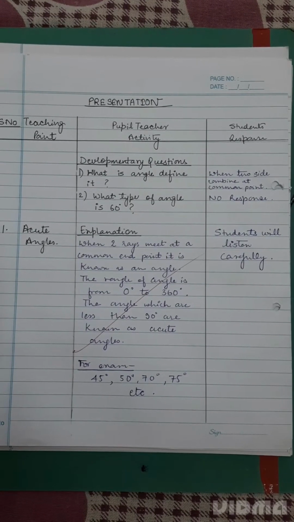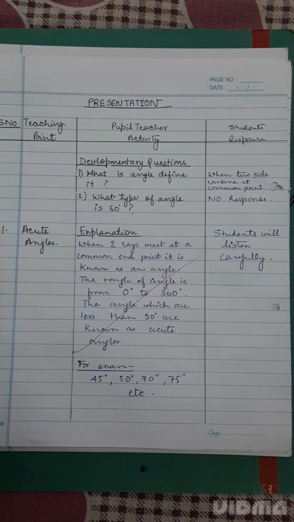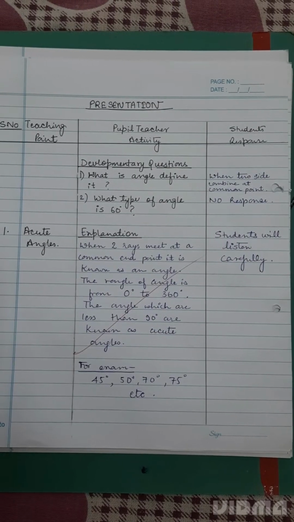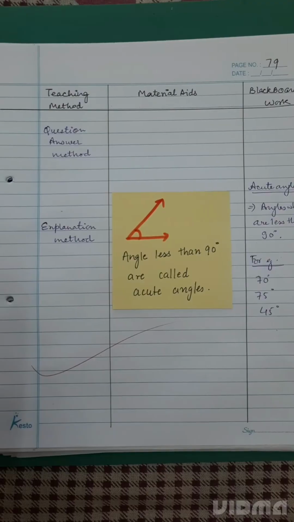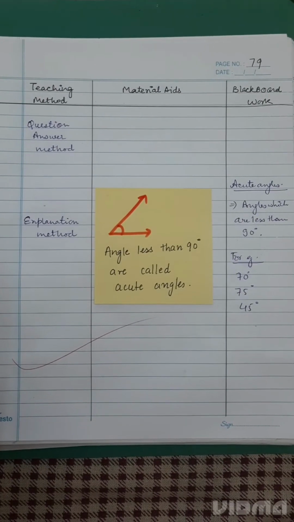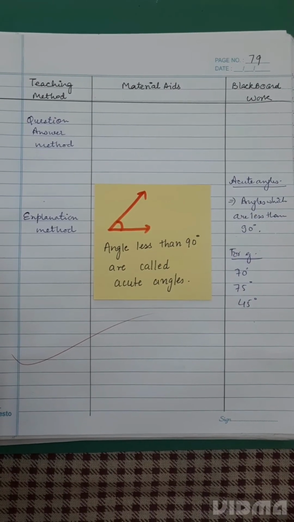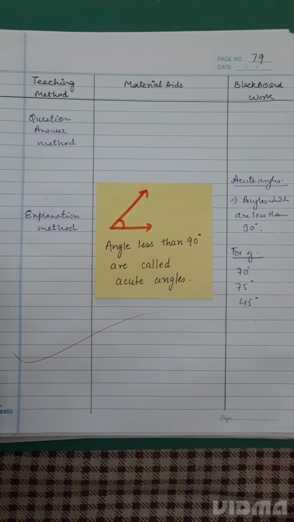The angles which are less than 90 degrees are known as acute angles. For example, 45 degrees, 50 degrees, 70 degrees, 75 degrees and so on. On the right hand side of the presentation, we will write teaching method, material aids and blackboard work.